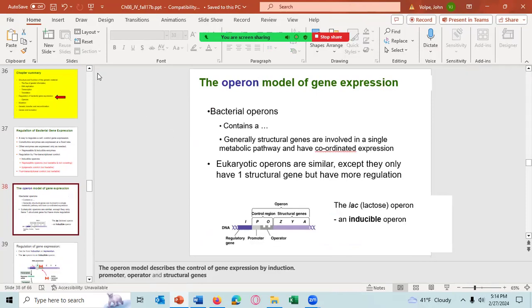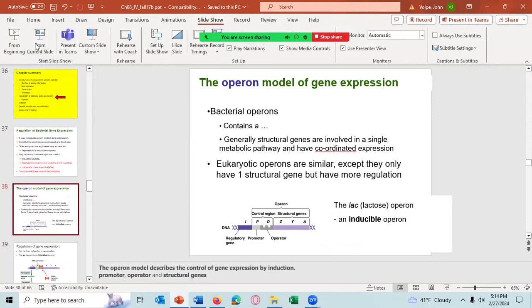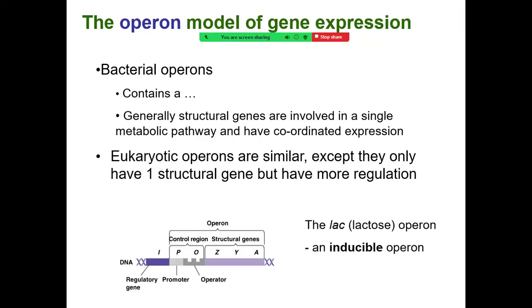Let me see if I can blow this up. So when we're talking about the lactase gene, the gene that codes for the enzyme lactase, which metabolizes the sugar lactose, that would be in the lac operon, and it would be the Z gene. That is a structural gene, a gene that directly codes for a gene end product, in this case, the enzyme lactase.